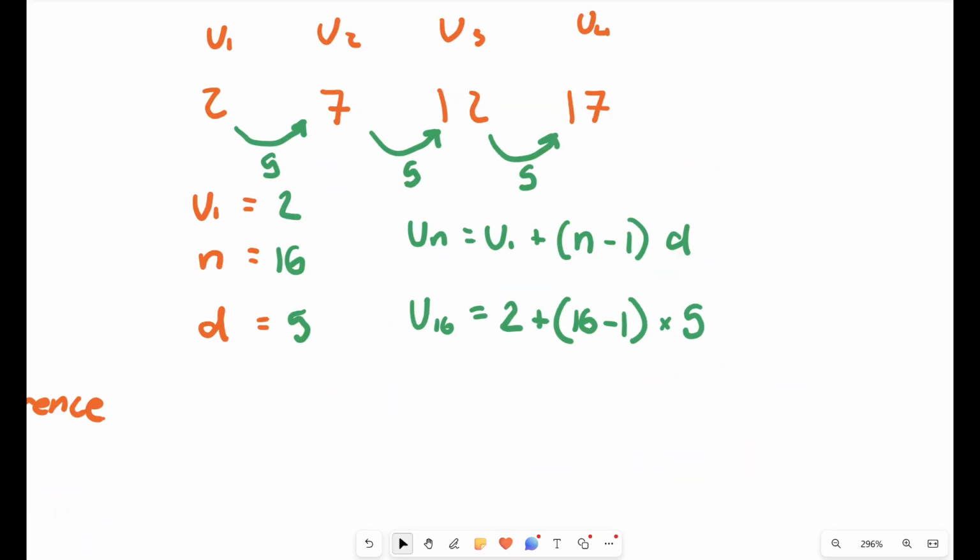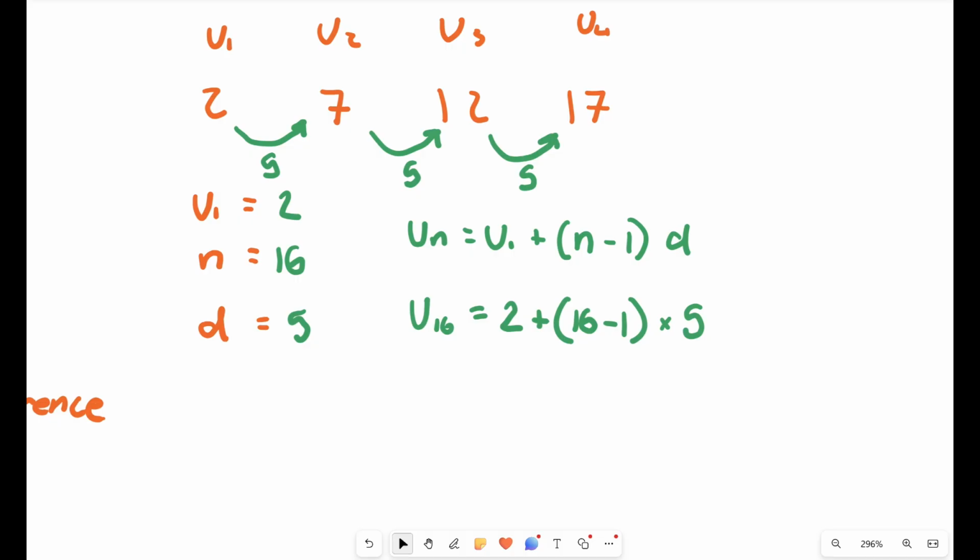Now, in this case, you can just input this directly into your calculator. Make sure that you add the brackets around the 16 subtract 1, which would literally just be 15. But make sure you add the brackets so that there are not any issues with BIDMAS. If you do this by hand, make sure you do follow the rules of BIDMAS.